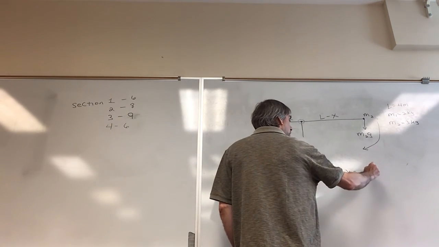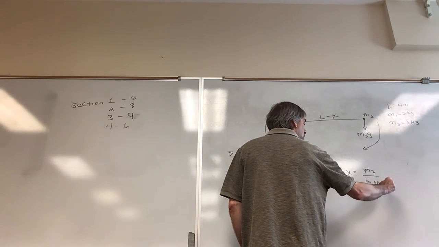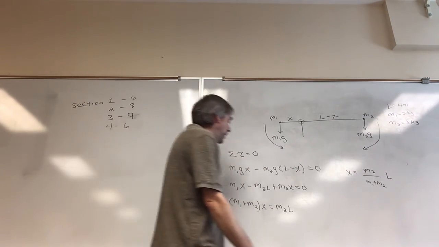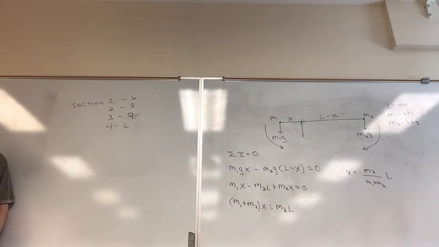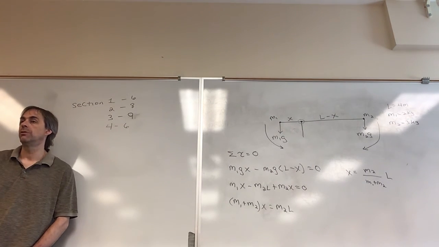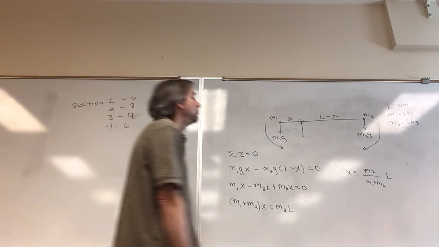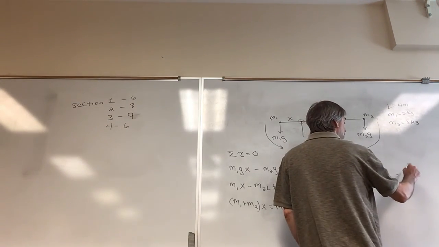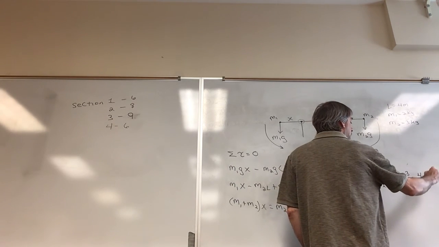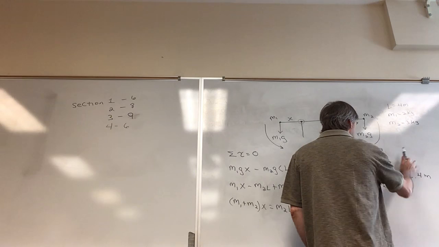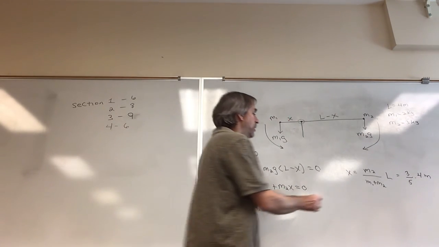I'm going to write it this way, just to get, unit-wise, M2 divided by M1 plus M2 is just going to be a number. So we'd have 3 divided by 5 times 4 meters. So that would be 2.4 meters.